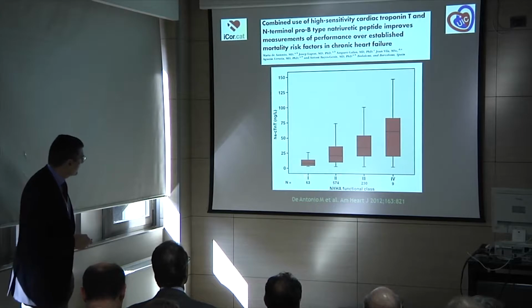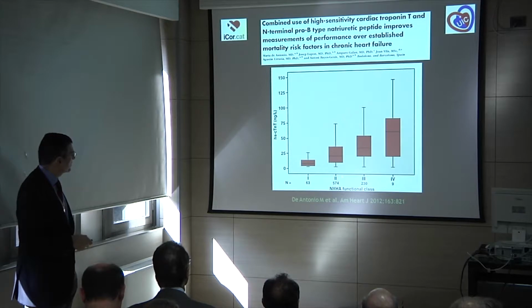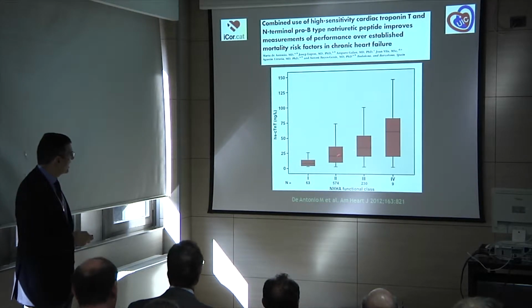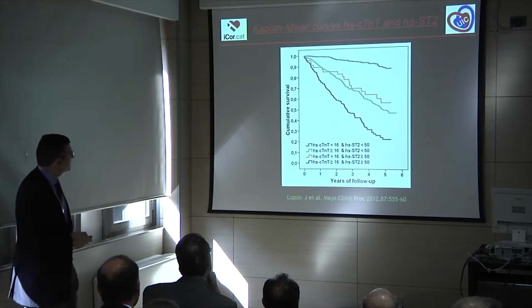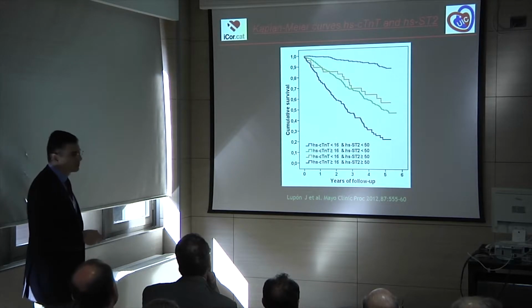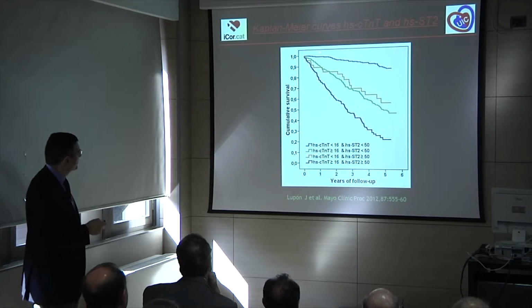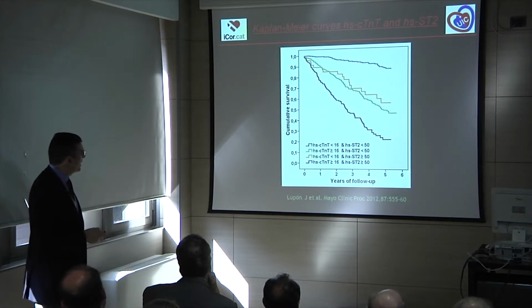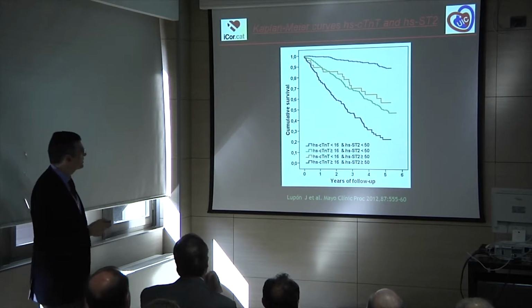We demonstrated there is a very good correlation between HS troponin T and New York functional class. So the higher the functional class, the higher the value of high sensitivity troponin T. And again, we demonstrated that the combination of troponin T and ST2 is useful. So when both are low, we have very good prognosis. When both are high, we have very bad prognosis, and when either is above the cut point, we have intermediate prognosis. So again, the combination of two biomarkers is better than one single biomarker alone.